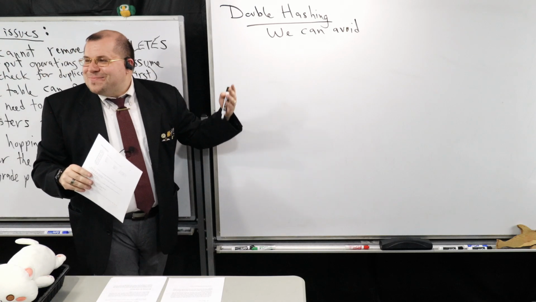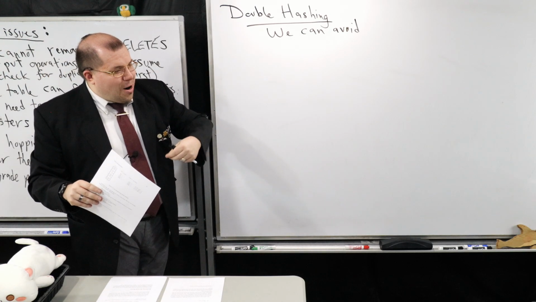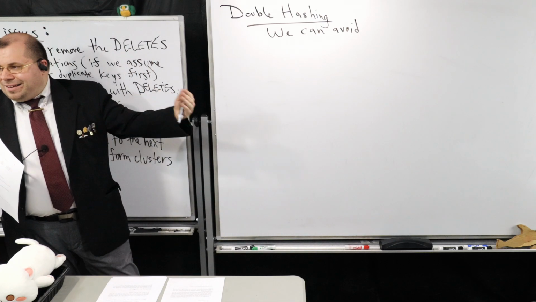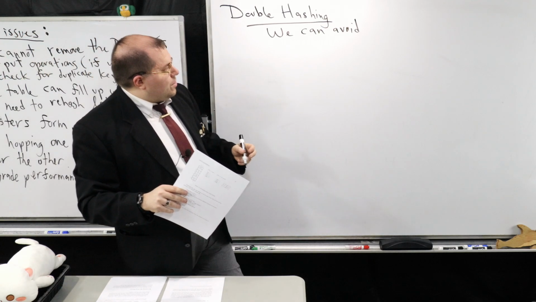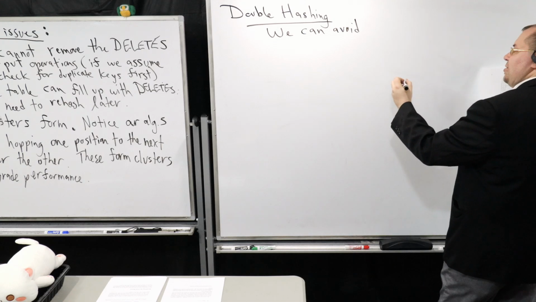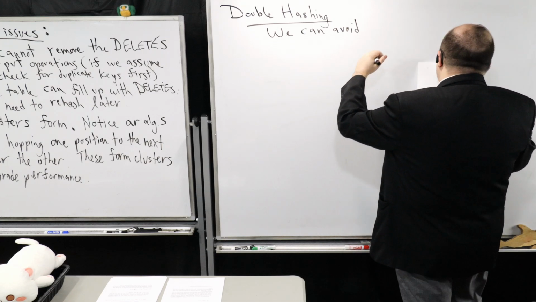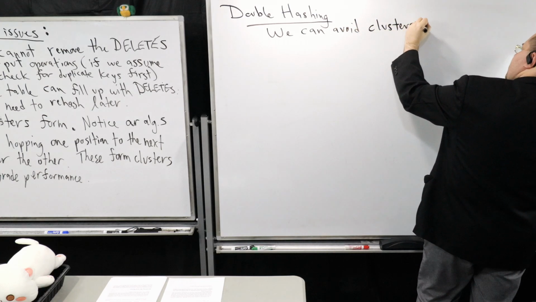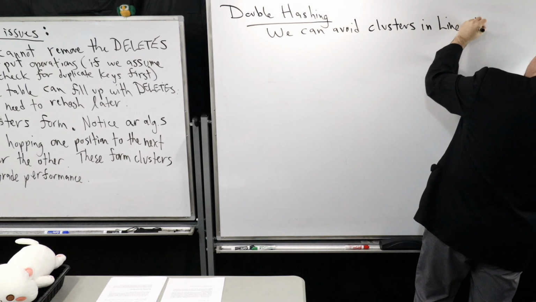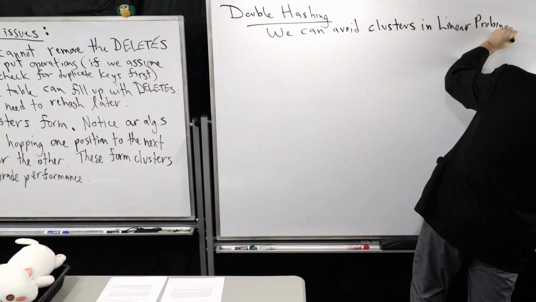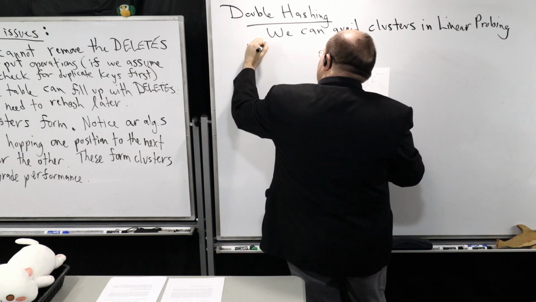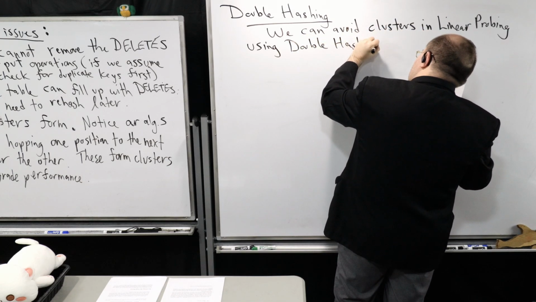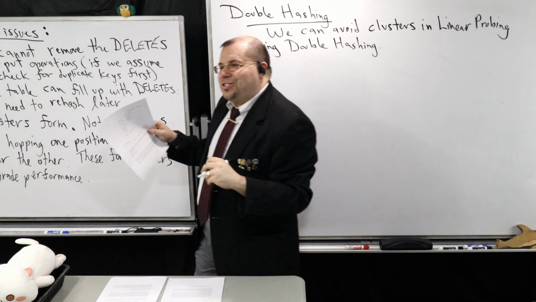Imagine I have my bunny and I have rocket-powered boots, and instead of making those little hops, I can make big hops. So I can avoid these clusters from occurring. It's not going to be perfect, but most certainly it's a way that I can try to reduce this clustering. So we can avoid clusters in linear probing using double hashing. Let me define what that is. Once I do that, I'll do an example just to show you what it's all about.